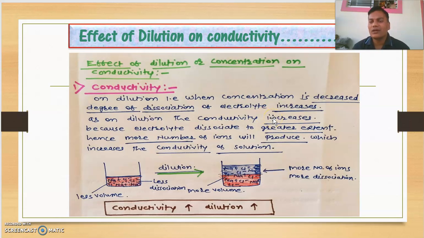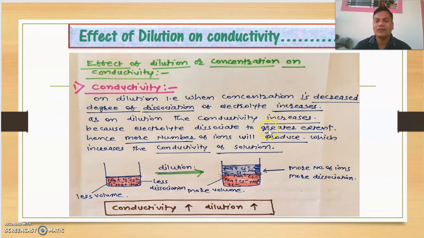म्हणजे कुठलाही इलेक्ट्रोलाइट आपण कन्सिडर केला, NaCl असेल, KCl असेल, NaOH असेल, तर डिसोसिएशन पॉवर जी आहे त्या इलेक्ट्रोलाइटची ती वाढते. So as on dilution, conductivity increases. Why? Because degree of dissociation increases. Degree of dissociation वाढल्यामुळे त्याची conductivity सुद्धा वाढते. Because electrolyte dissociate to greater extent.